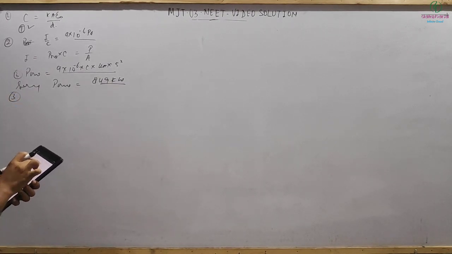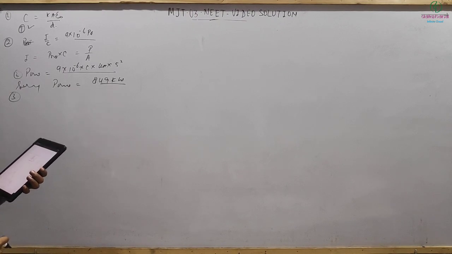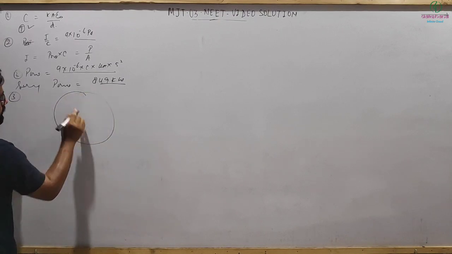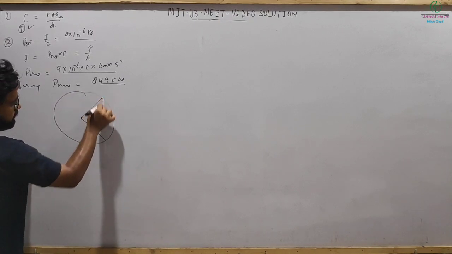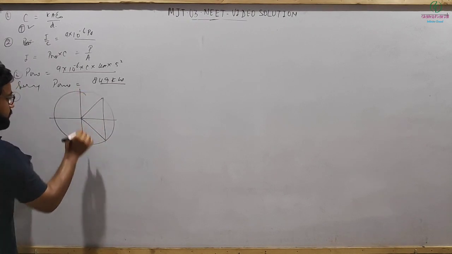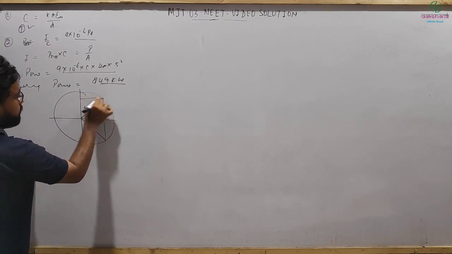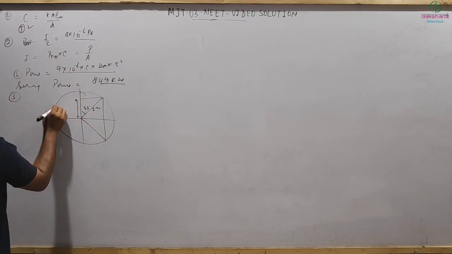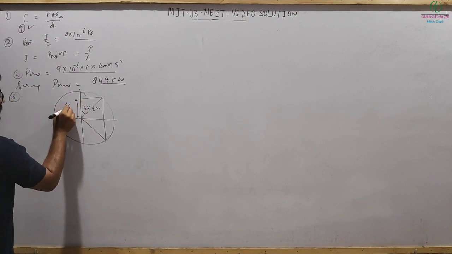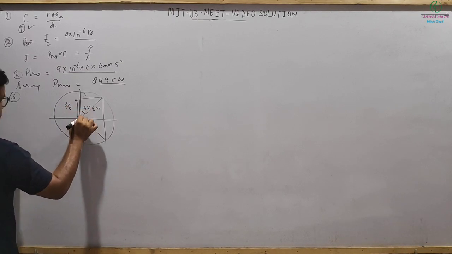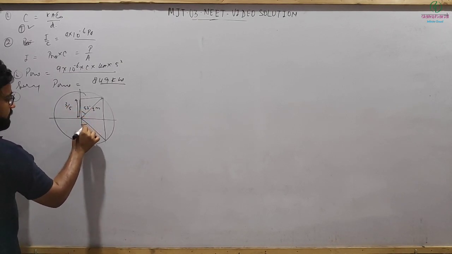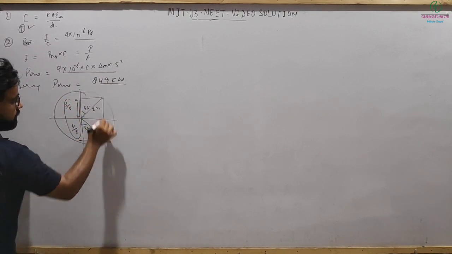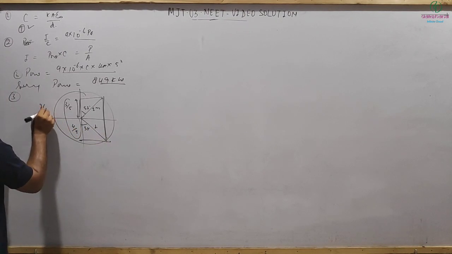Question number 3. For the given situation, find tension T at point P in the string. The particle is moving in a vertical circle. This angle is given as 53 degree. This is 1 meter, so this height is equal to 1 cos 53, and that is equal to 3 by 5. This other angle is 37 degree, this is also 1, so this is 4 by 5. So total height from here to there is basically 7 by 5.